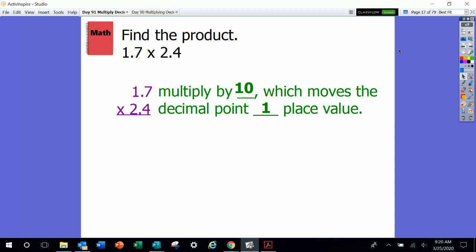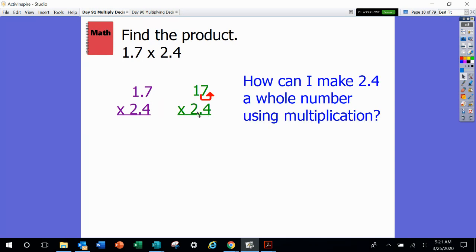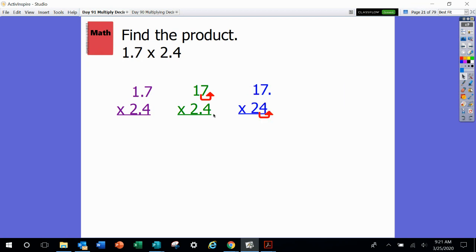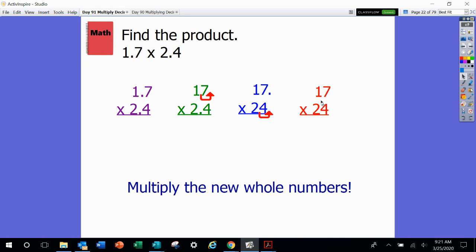If I multiply by 10, that moves that decimal point one place value, and this would become a 17, which we can multiply much easier than 1 7/10. How can I make 2 4/10 a whole number using multiplication? Same way, we multiply by 10, which moves that decimal point one place value over. So now my problem is 17 times 24, a problem I already know how to do. I can multiply these whole numbers and start there to find my product.